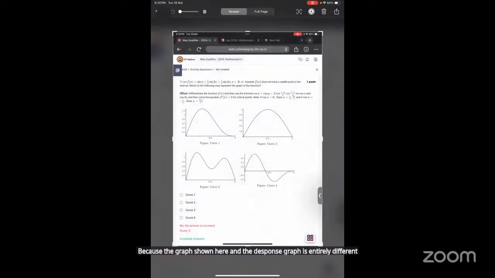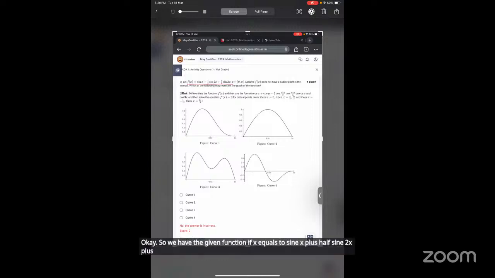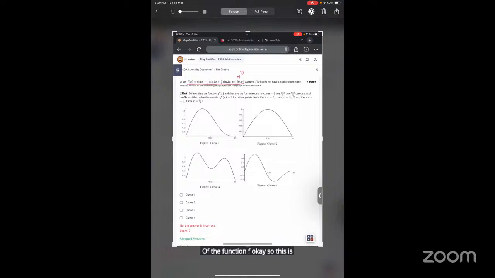So we have the given function f(x) equals sine x plus half sine 2x plus 1/3 sine 3x, where x belongs to 0 to pi. That means we have been given the domain of the function f. Okay, so this is the domain. Now assume f(x) does not have a saddle point in the interval.